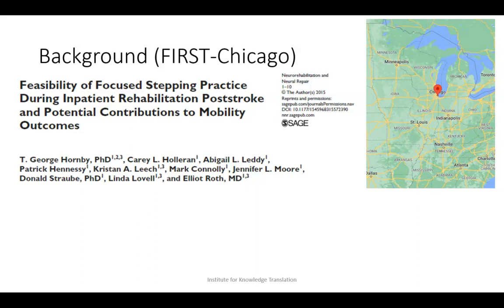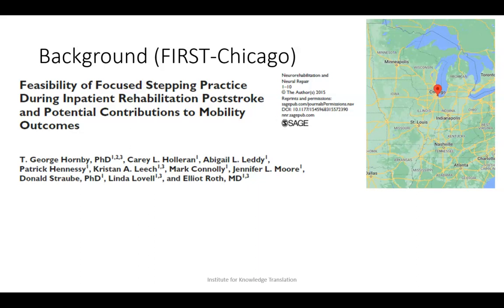As I mentioned, the first Indiana project that we're going to focus on was predated by a few different studies. The first of those is known as FIRST, an acronym for Focused Intensive Repeated Stepping Training. This project occurred in Chicago, so it's affectionately known as FIRST Chicago, published in 2015 with the data being collected in the few years prior to that.